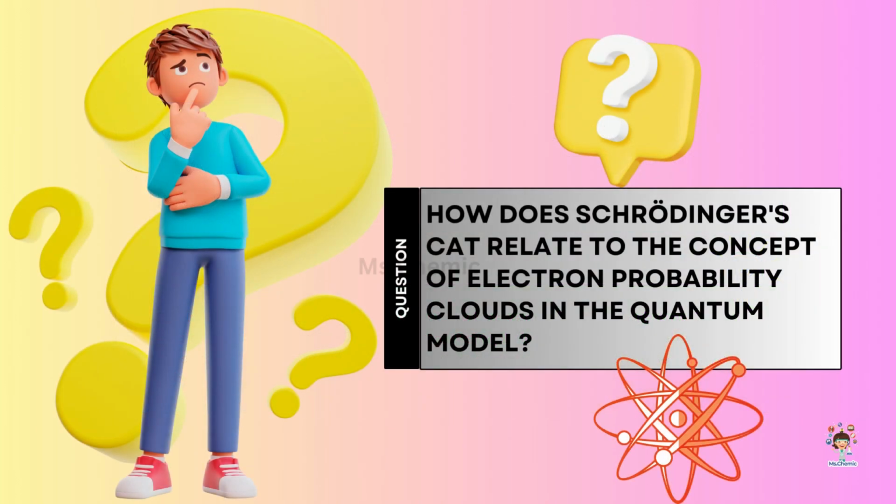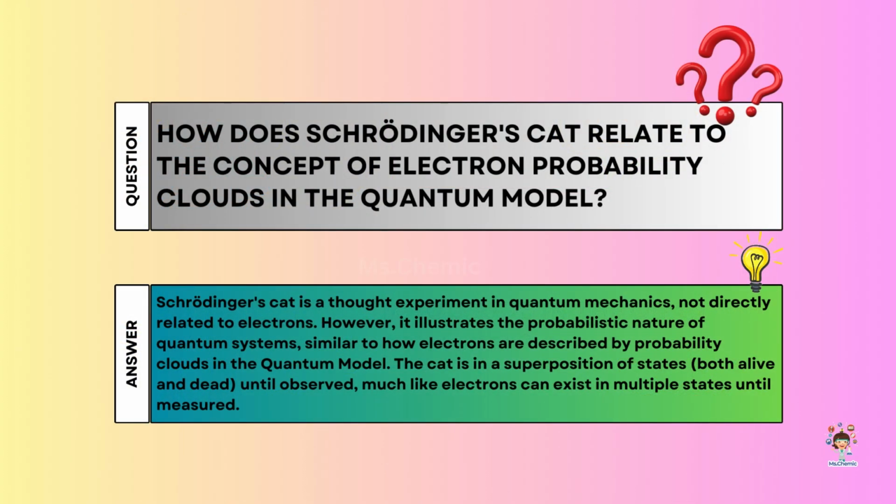How does Schrödinger's cat relate to the concept of electron probability clouds in the quantum model? Schrödinger's cat is a thought experiment in quantum mechanics, not directly related to electrons. However, it illustrates the probabilistic nature of quantum systems, similar to how electrons are described by probability clouds in the quantum model.